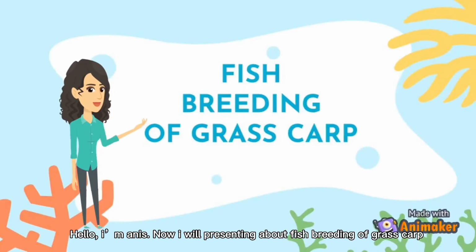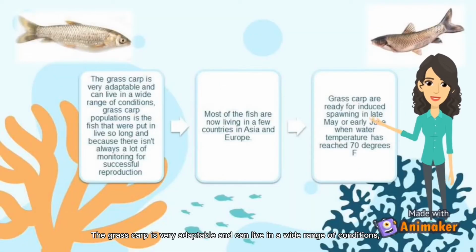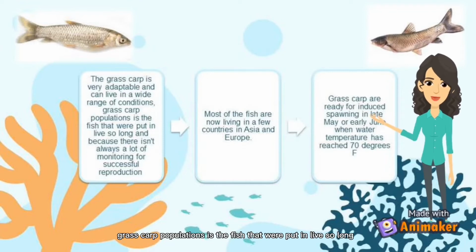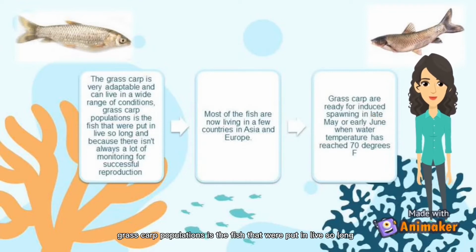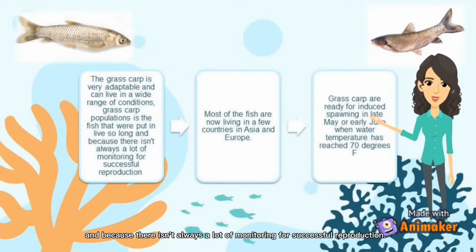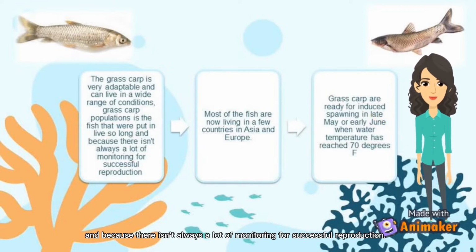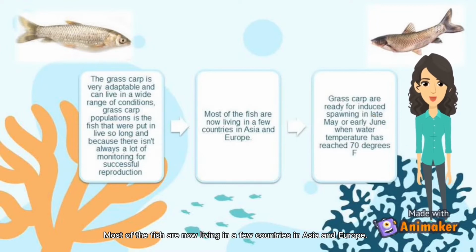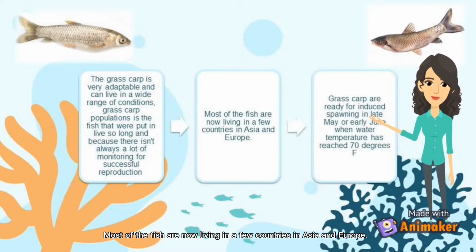I am Anis, and now I will present about fish breeding of grass carp. The grass carp is very adaptable and can live in a wide range of conditions. The grass carp is a fish that has been kept for a long time, and because there is always a lot of monitoring for successful reproduction, most of the fish are now living in a few countries in Asia and Europe.